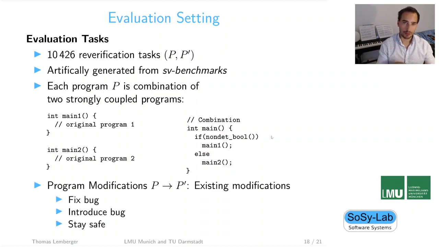And then from these original programs, we created modifications by using existing modifications in the benchmark set. These modifications can be bug fixes, the introduction of a new bug, or that a program was already safe and stays safe after the modification.